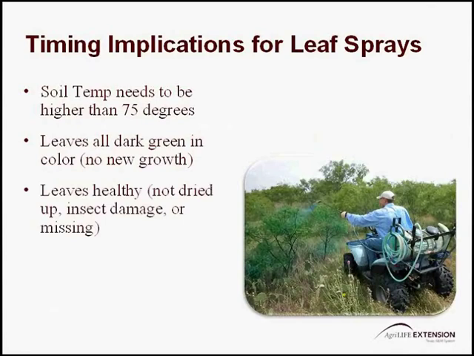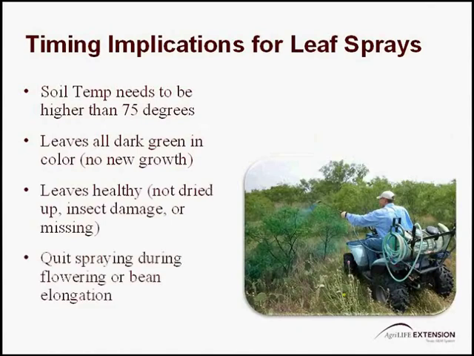So make sure the leaves are healthy, that none of Dr. Parker's insects have gotten on there and harmed the leaves. Quit spraying while they're flowering or while they're elongating their beans. Basically, we're trying to get that chemical in the leaf down to the root. And if we're putting energy out into either growing leaves or flowering or elongating beans, then they're not going to take that chemical down to the root as likely. So you might as well wait until they're not doing any of those things, and you're more likely to get the chemical to where you need it to go to actually kill the plant.